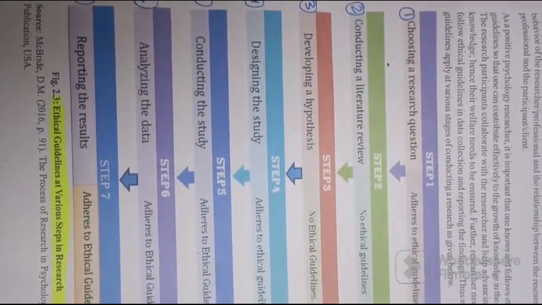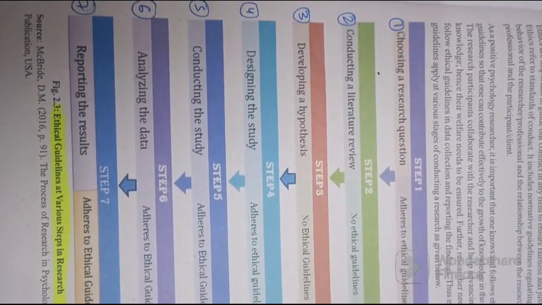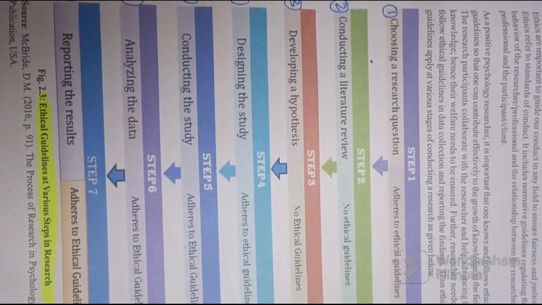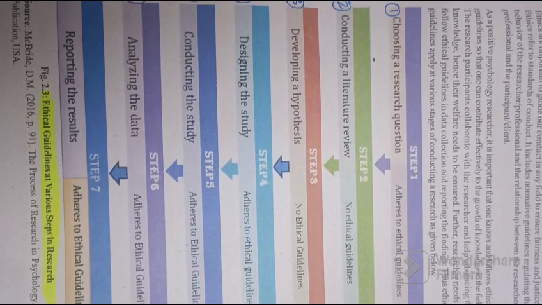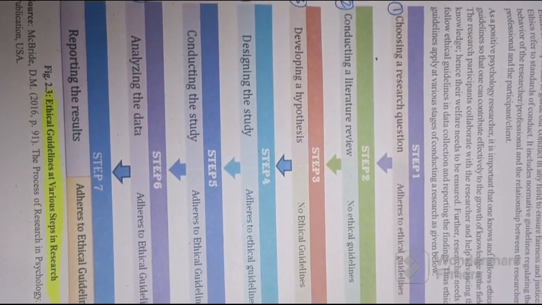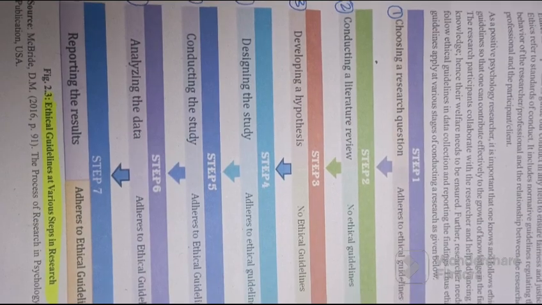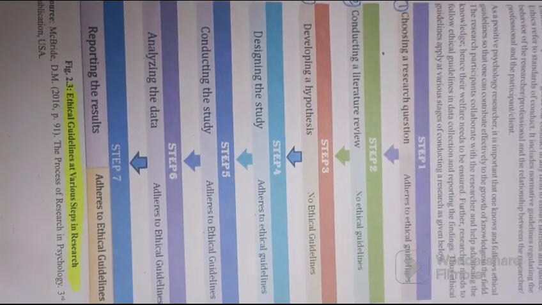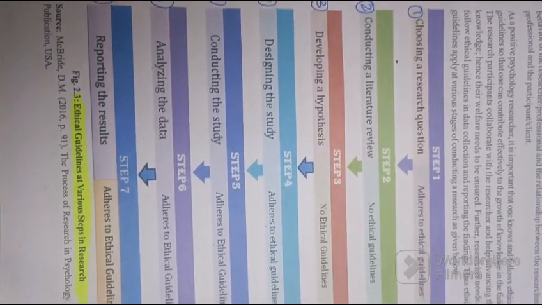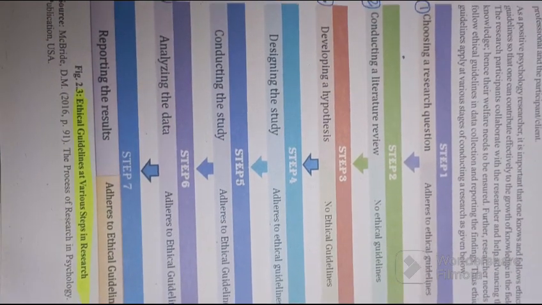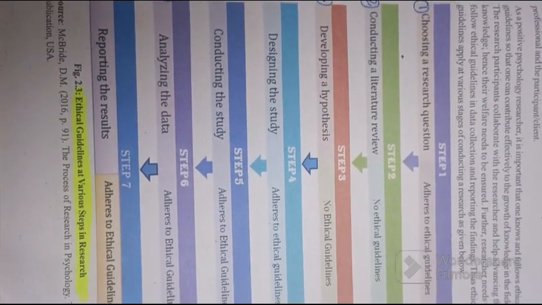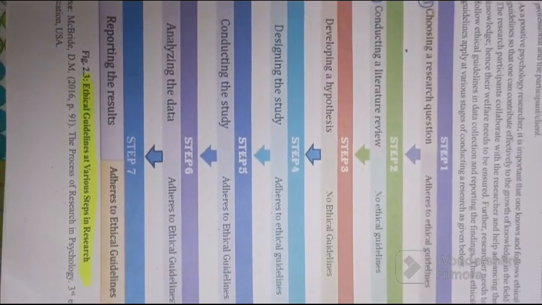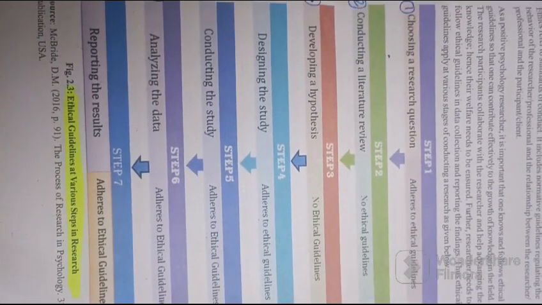So you can see step 1, which is choosing a research question. Okay, so it adheres to the ethical guidelines. Then the second step is conducting a literature review. There are no ethical guidelines. Then developing a hypothesis is the third step, which again doesn't need any ethical guidelines. Then step 4 is designing the study, which adheres to ethical guidelines. Then step 5 is conducting the study, adheres to ethical guidelines. And step 6 is analyzing the data, which again adheres to ethical guidelines. And the last step is reporting the results, which adheres to ethical guidelines. So this is the flow chart.